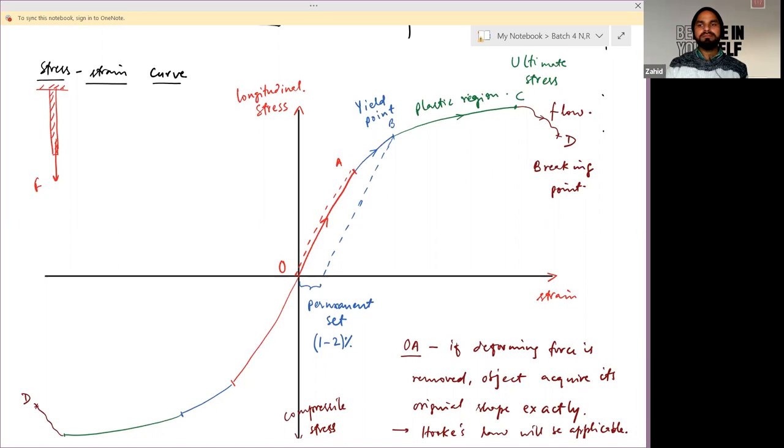So in compressive stress, the object won't break, right? It will be deformed into thin sheets. Ah, okay. So it will get fractured at a different point after ultimate stress.